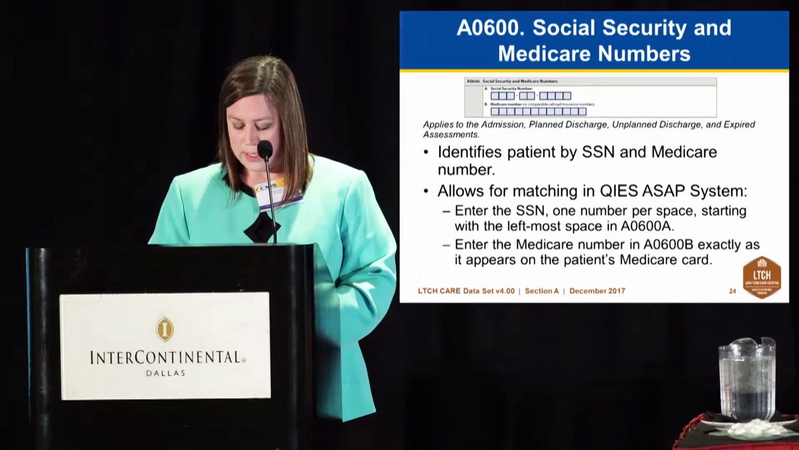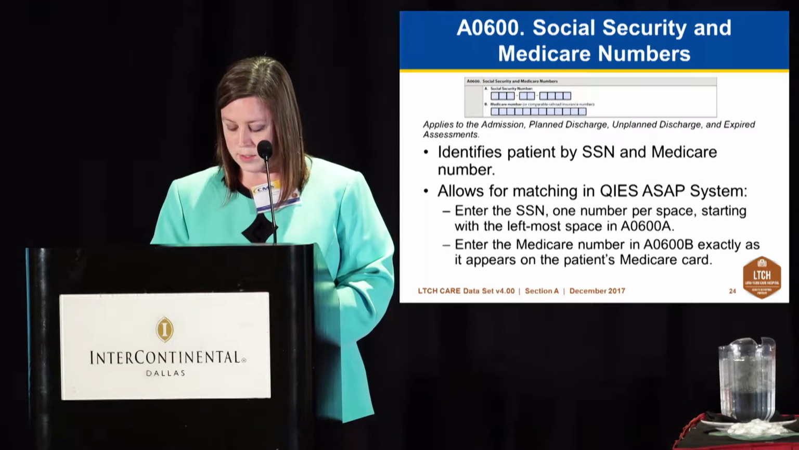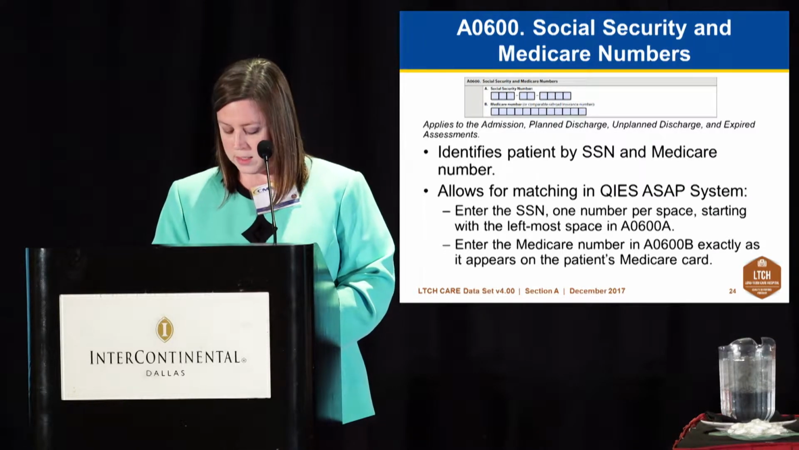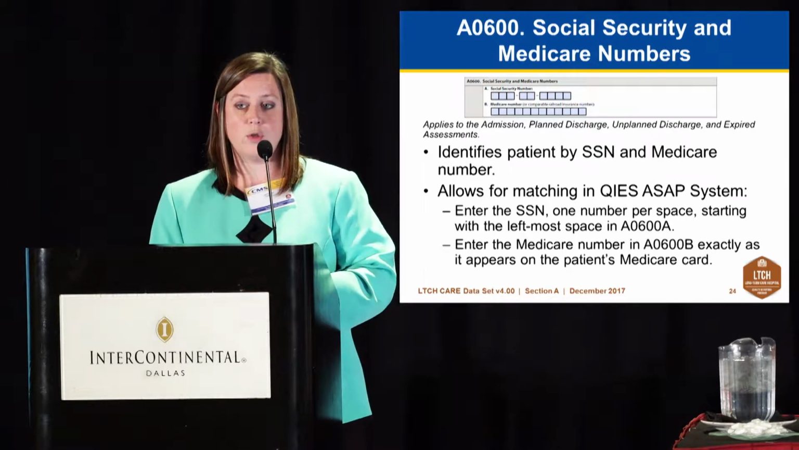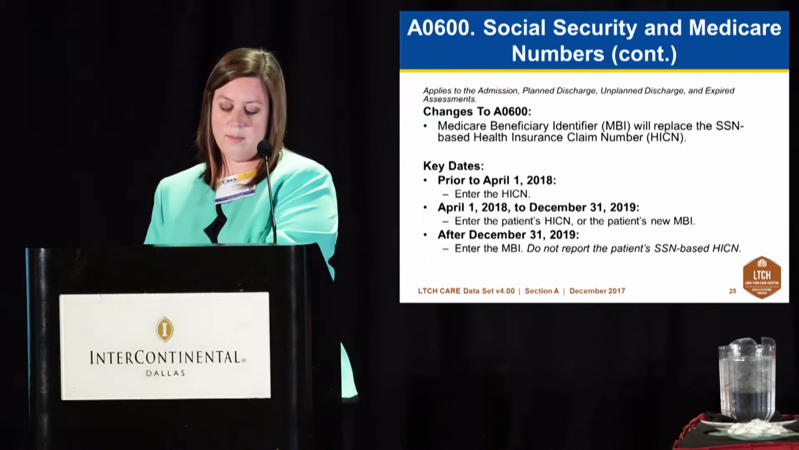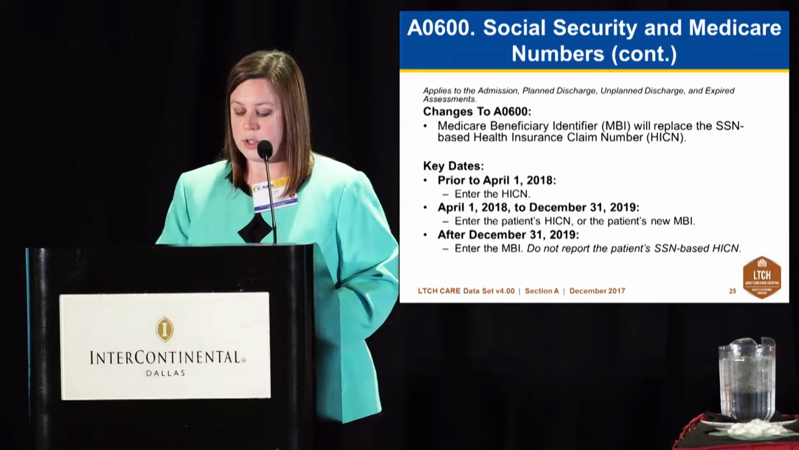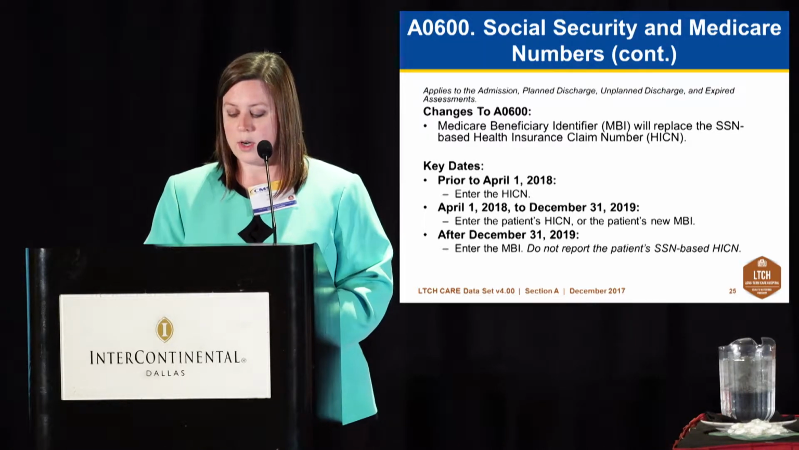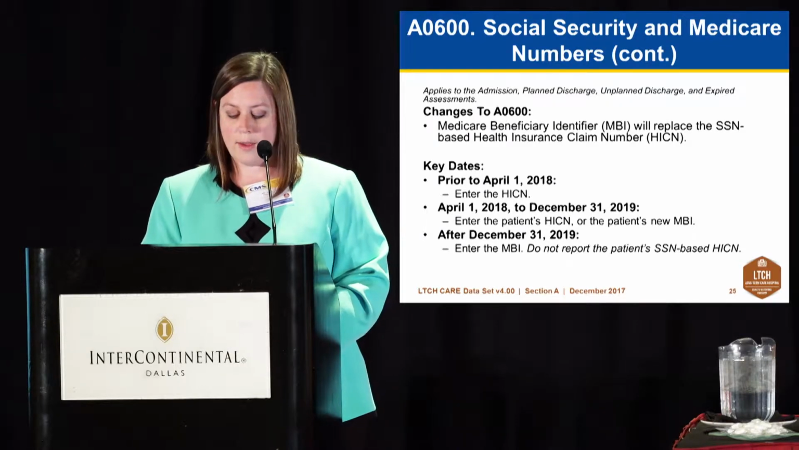The health insurance claim number may differ from the patient's Social Security number in some cases. For example, if a patient is utilizing a spouse's Medicare eligibility, it's acceptable for those two numbers to sometimes not match. The changes to the coding instructions for section A0600 are listed here. These changes were made to deter identity theft.